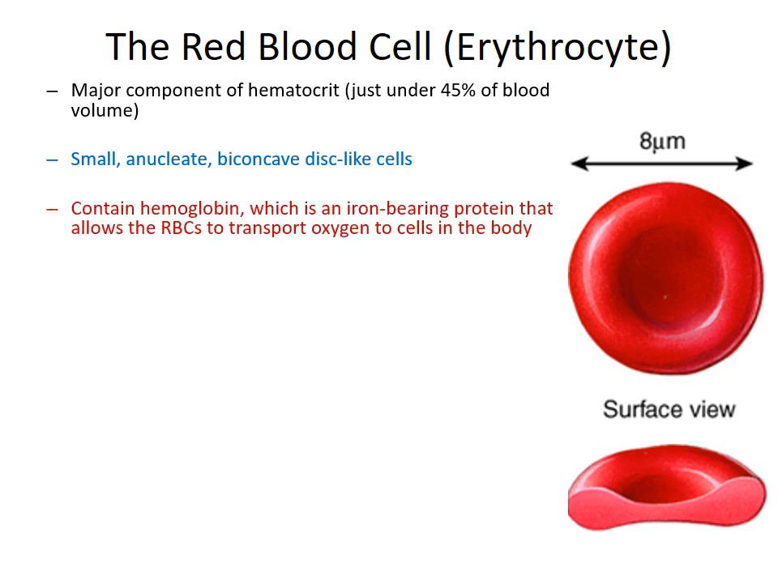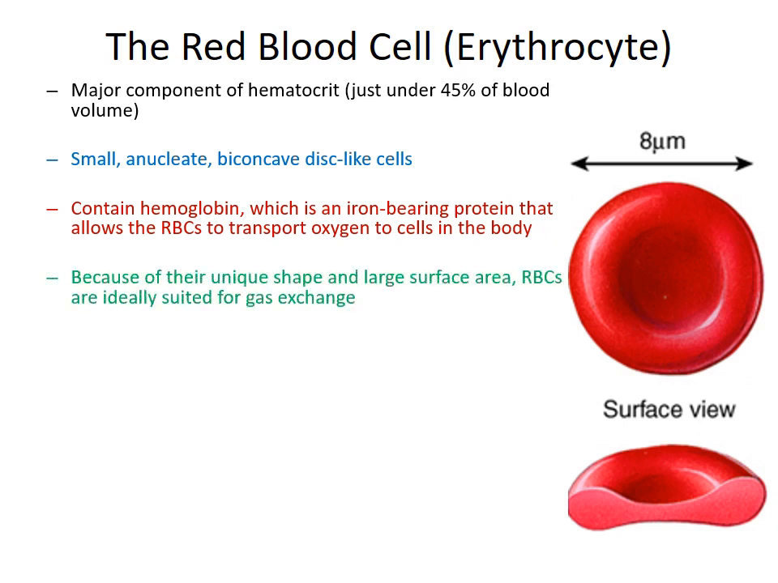They contain hemoglobin, which is the iron-bearing protein that helps the RBCs transport oxygen to various parts of the body. Because of their unique shape, these RBCs are ideally suited for gas exchange. As I mentioned, this is a dumbbell shape. This shape also helps these RBCs to literally squeeze through the small pulmonary capillaries.